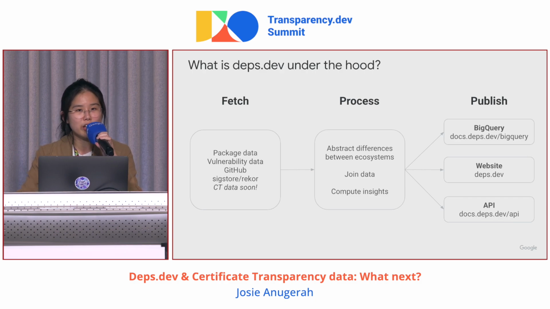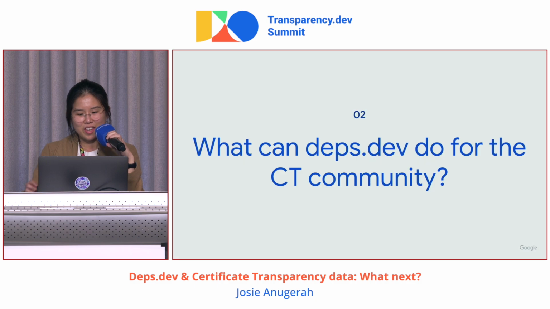I've mentioned package data a bit so far, but we're also processing and serving vulnerability data. We've been ingesting Sigstore and Rekor data, and we're excited to be working with CT data too. As a team, we're new to the CT ecosystem, and we're not CT experts yet. Our expertise has been in ingesting and serving open source package data. So we want to hear from you about how we can make this CT data useful to you. What can Deps.dev do for the CT community?